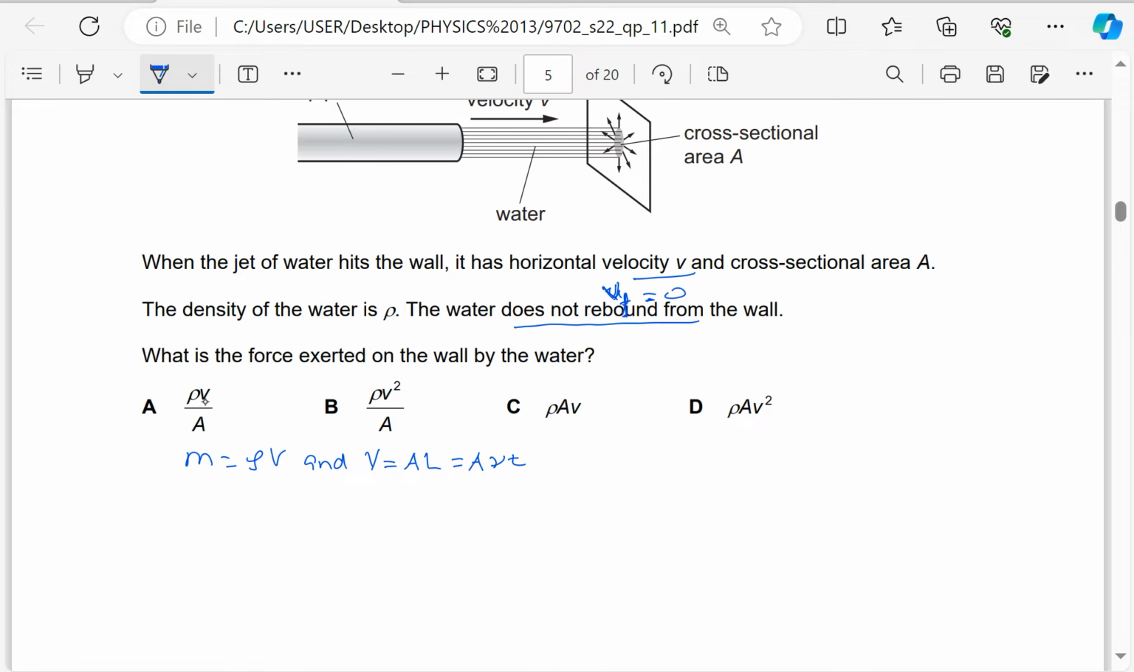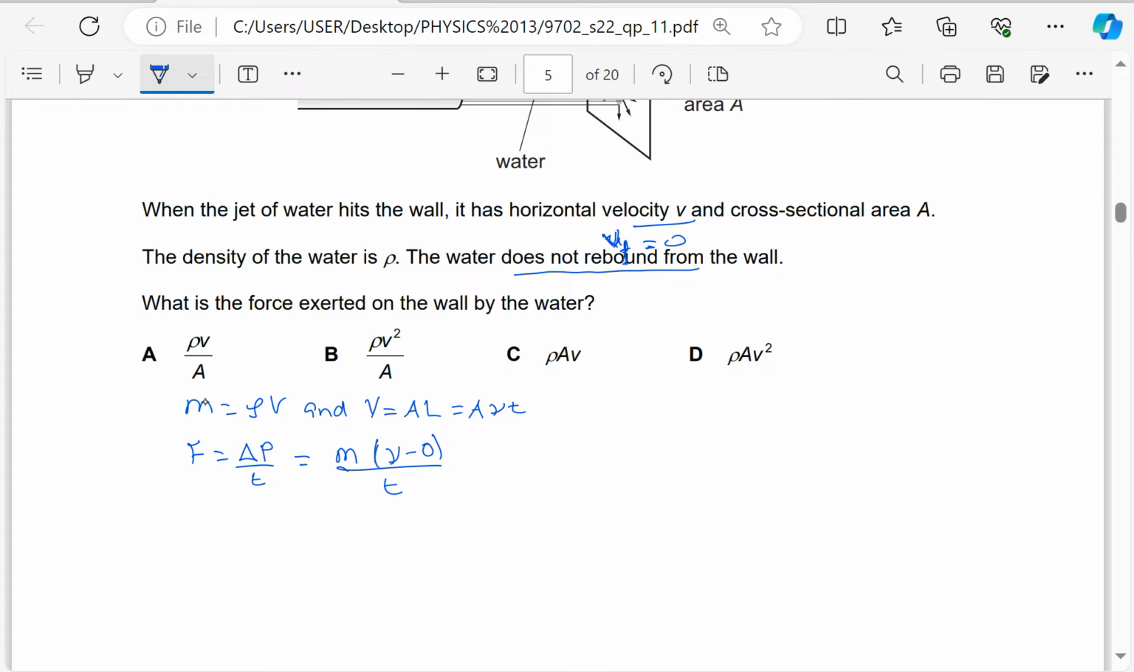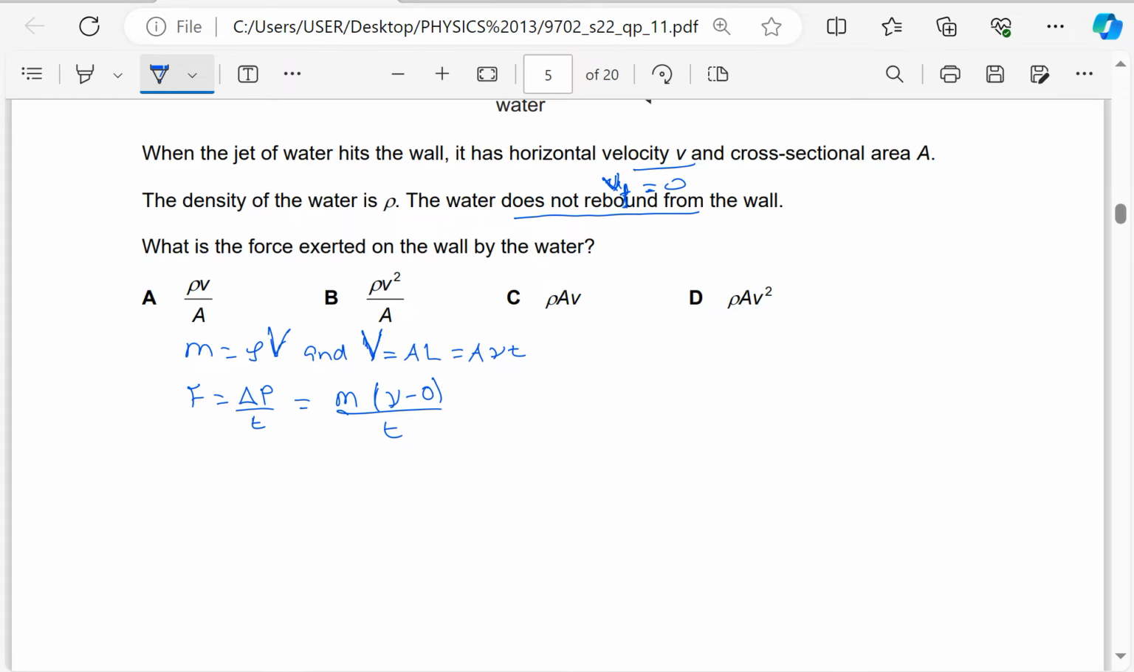You also recall that the force is equal to change in momentum divided by time, or the rate of change of momentum. The change in momentum is the mass times change in velocity. So the velocity changes from v to 0 in the horizontal. Then we divide this by t. Small v is for velocity, capital V is for volume. So this means the resultant force is going to be m times small v, divided by t.